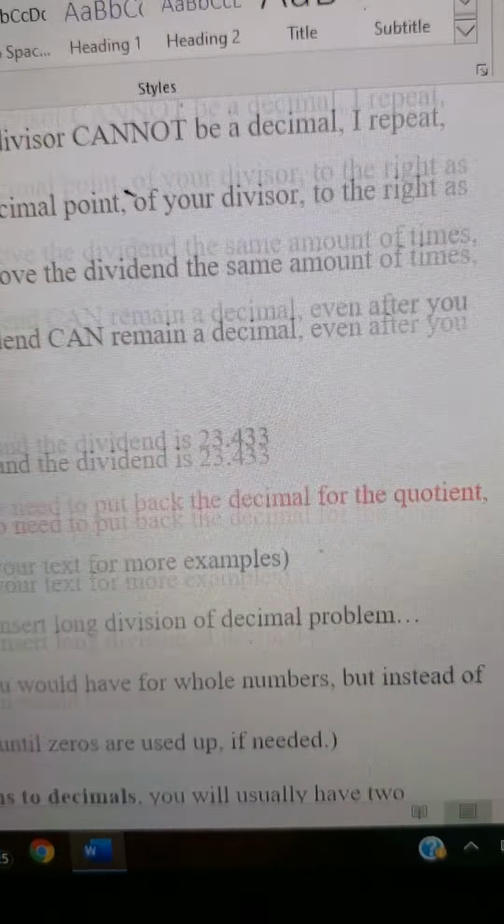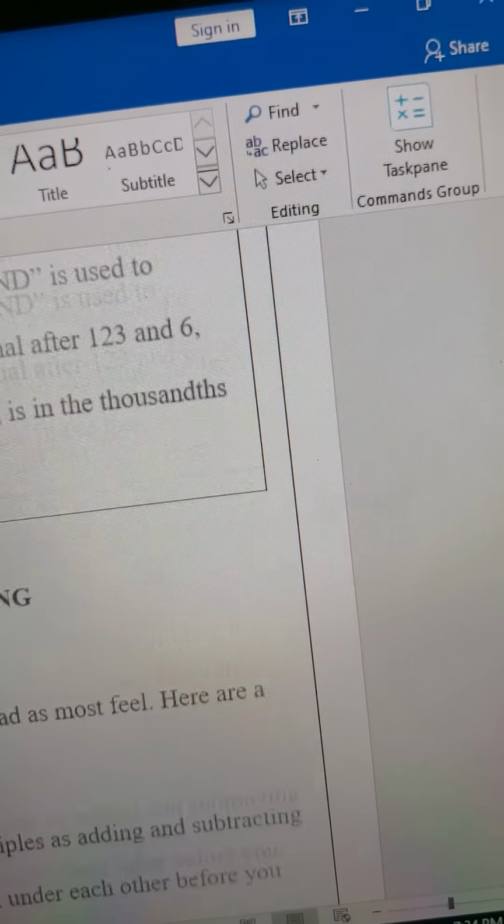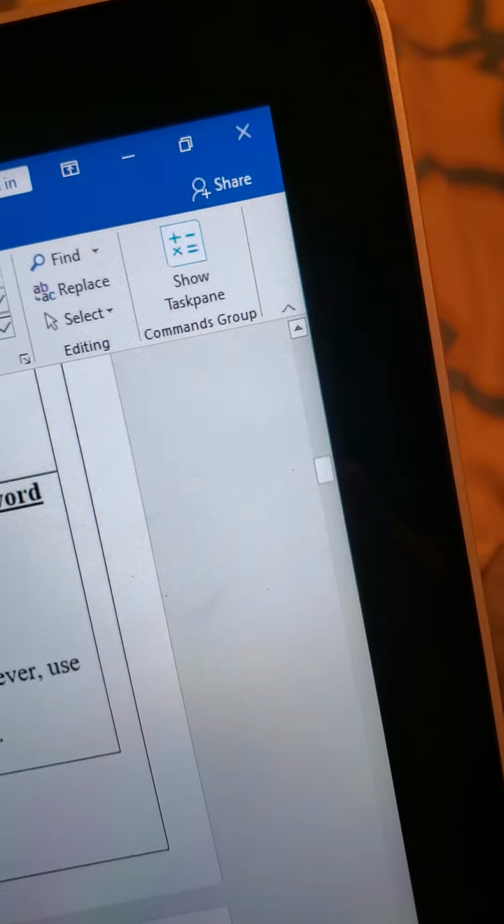Oh my goodness, where is it? Where is it? Where is it? Oh my goodness. Section 5, example E. Oh goodness.